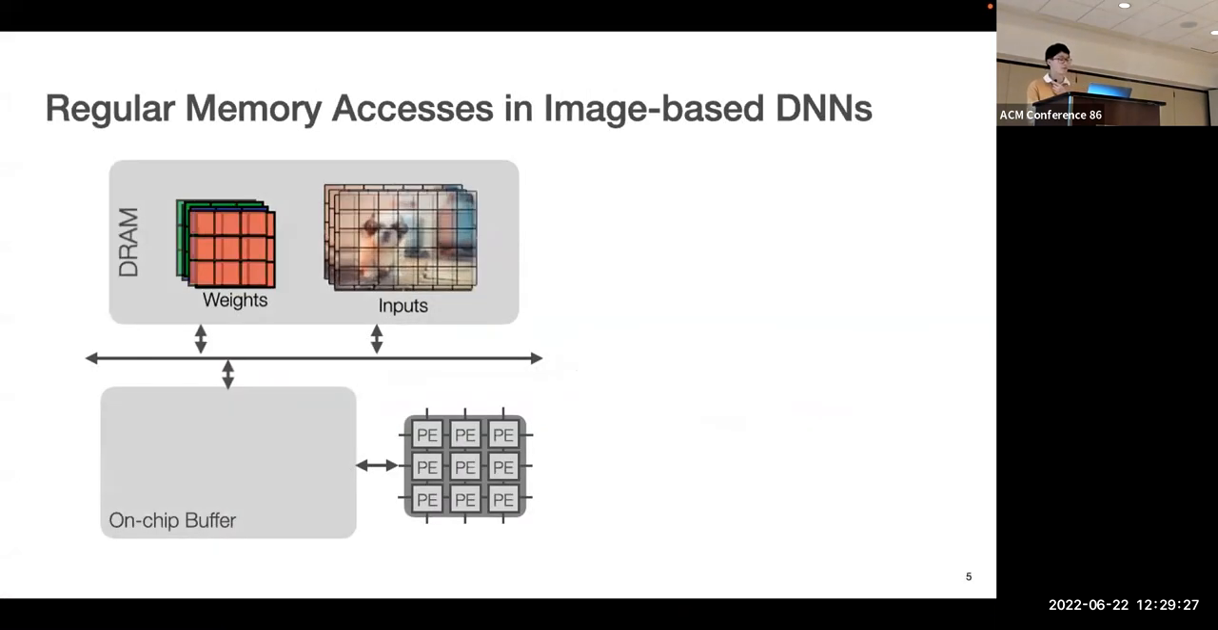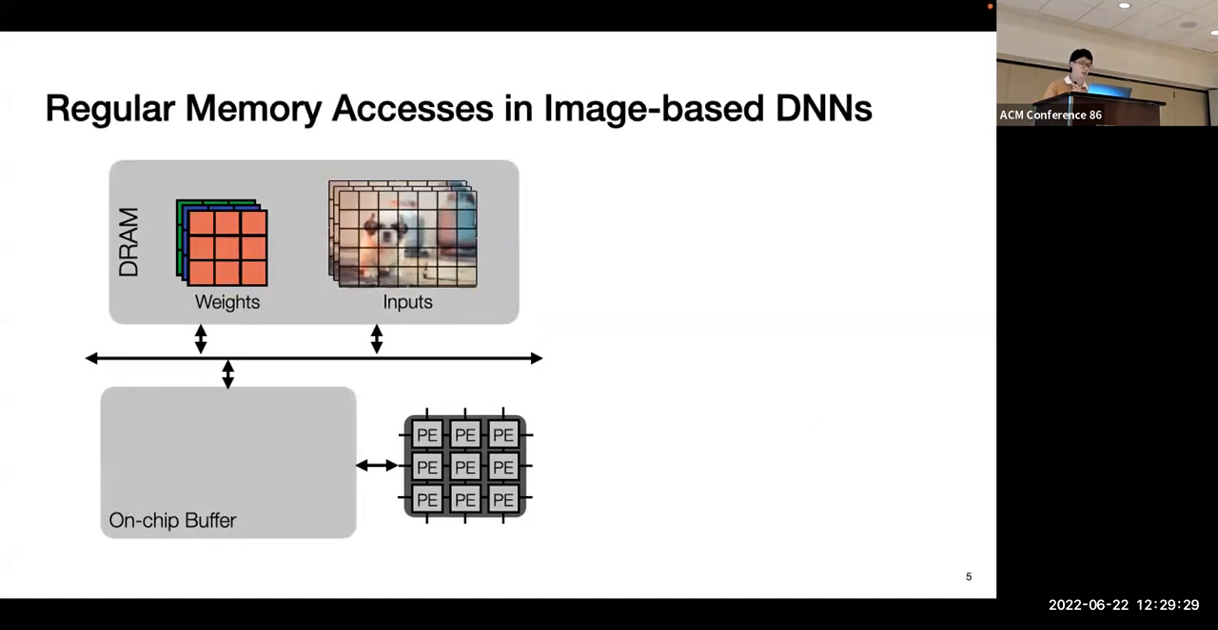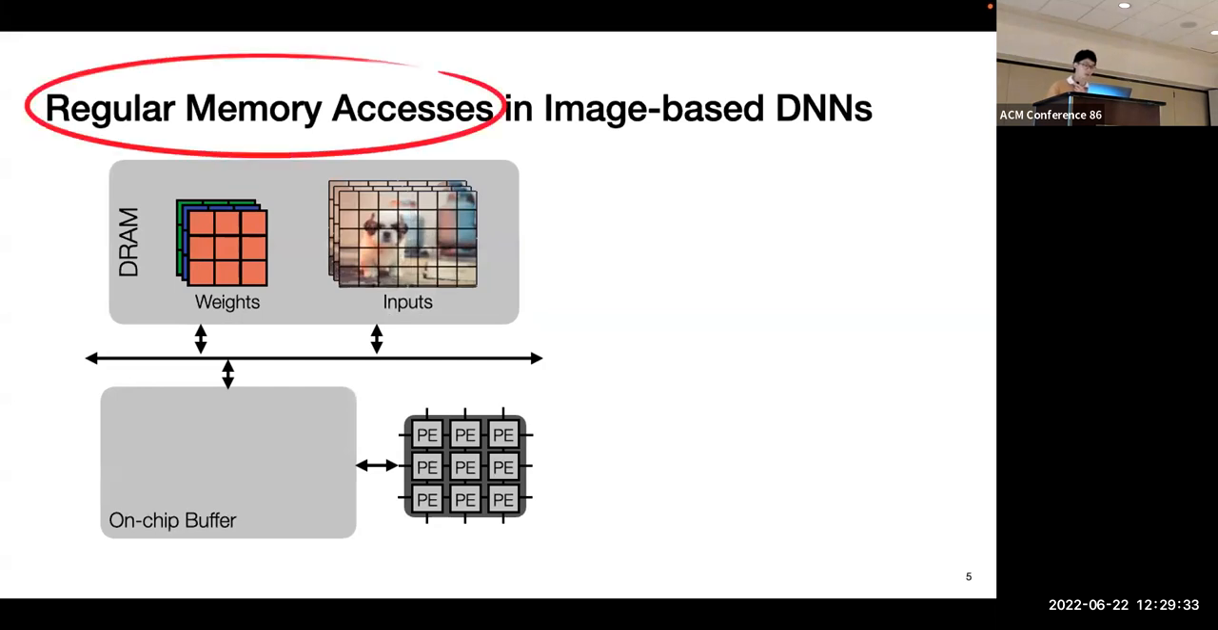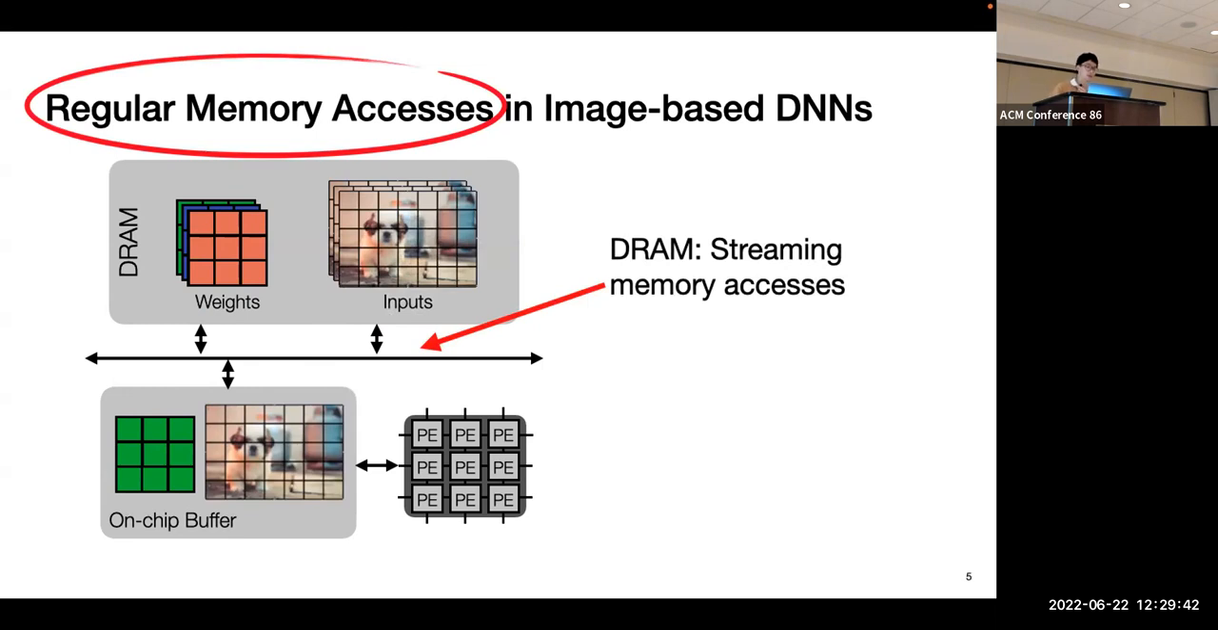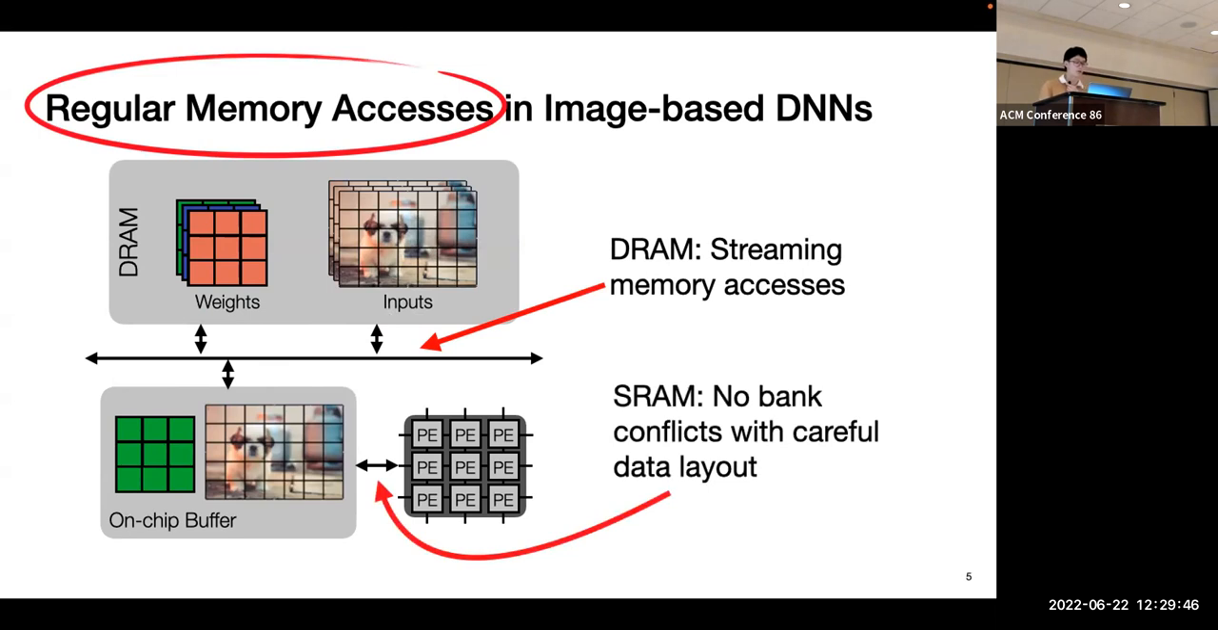The data flow of convolution operation is very regular and static. Due to the access regularity, we can continuously stream data to the on-chip buffer, so that we can leverage the DRAM streaming access to reduce the communication cost. In addition, with a careful data layout, we can avoid bank conflicts in the SRAM and reduce the access latency.